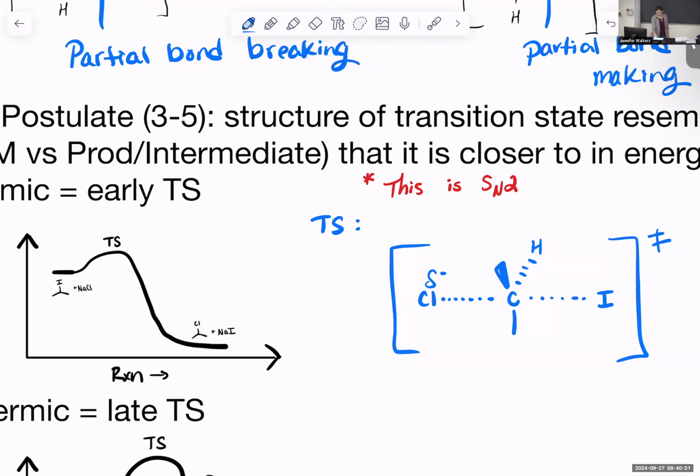So in a lot of books, they'll show both the iodine and the chlorine as a partial negative, because the iodine eventually becomes negative. That's their way of saying, I don't know if I'm exo or endothermic. Because they're saying, I don't actually know what I look more like.